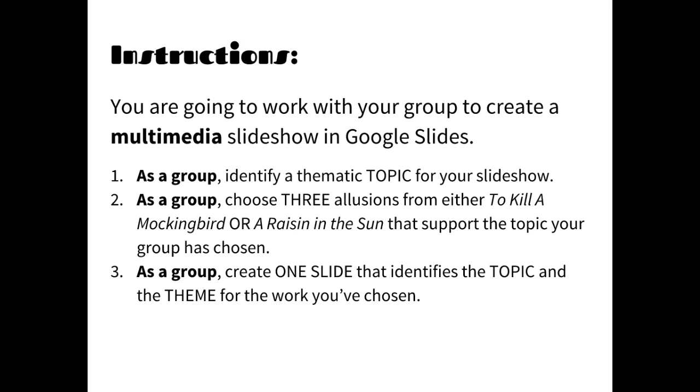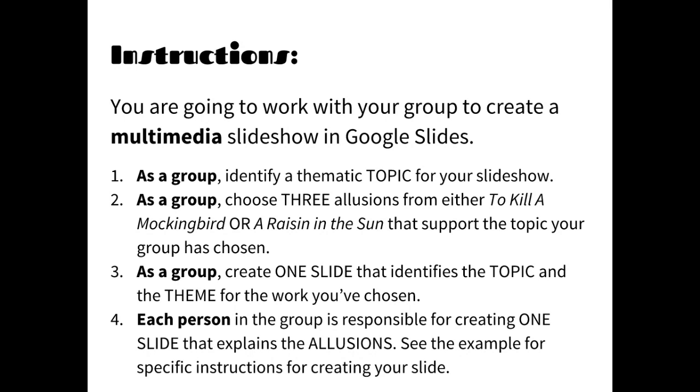All right, after you've selected your 3 allusions, you want to look at them carefully. And then with your group, you want to create one slide that identifies the topic and the theme for the work that you have chosen. So remember, a theme is the author's ideas or opinions or beliefs about the topic. So after you've picked a topic and looked at those allusions, you want to come up with a theme statement that tells your audience what the writer thinks about the topic.